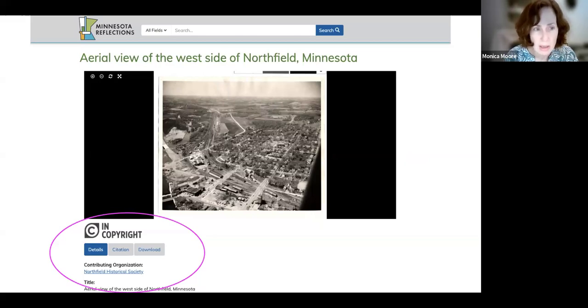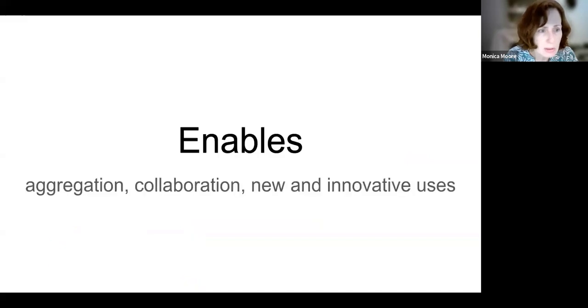So getting that knowledge at the item level for an individual thing that someone has discovered, or being able to discover things based on how you want to use it. These are two use cases that are pretty powerful and are possible because we've taken the time to apply these rights statements to our digital objects. Let's go to the next slide, please.